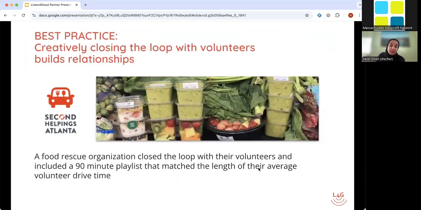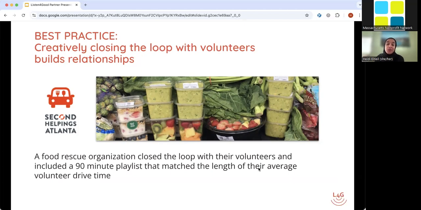Another example that I really love is going back to Second Helpings Atlanta. I mentioned a little bit about how they close the loop with their clients, but another thing that they did, which I just love this example, when they surveyed their volunteers, what they found was that their average volunteer drive time was 90 minutes. And so what they did was they just created a playlist for their volunteers.